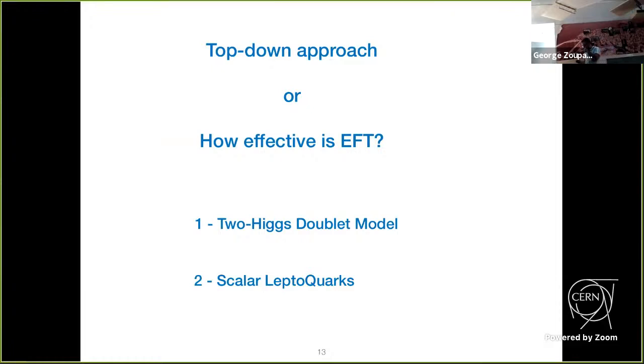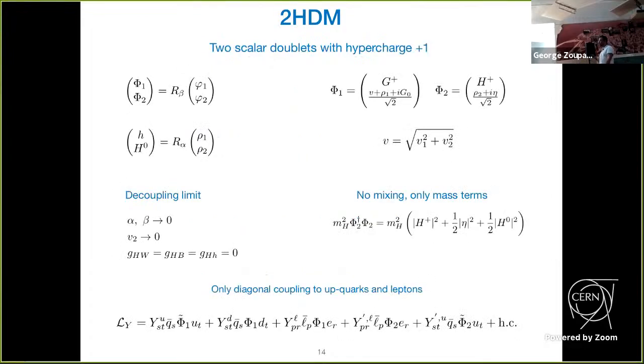I think the idea here is that I don't like to go too much into model building and specifics of the models. The idea here is the same for the two cases, the 2 Higgs doublet model and scalar leptoquarks. We have some heavy scalar, which in one case is the second Higgs doublet, and in the second case is just a scalar leptoquark. This heavy scalar couples with the quarks and also with the leptons, and thus will match with the scalar operators in the EFT. That's the idea for both models.